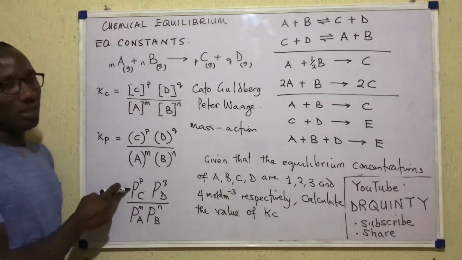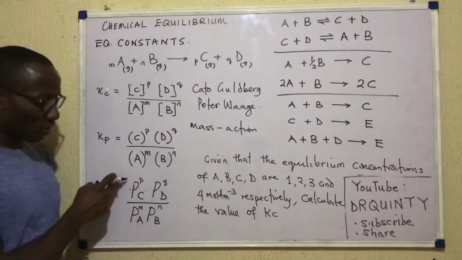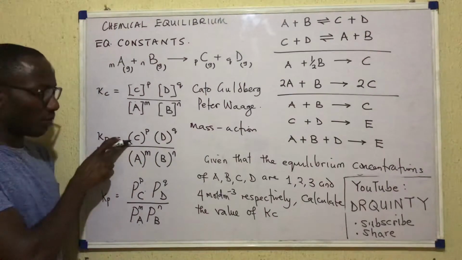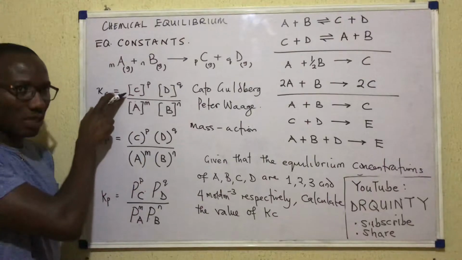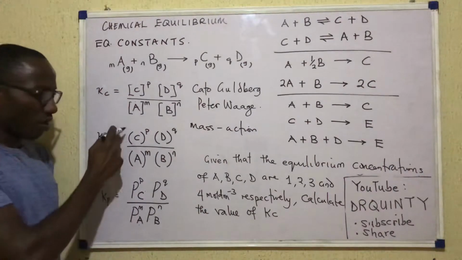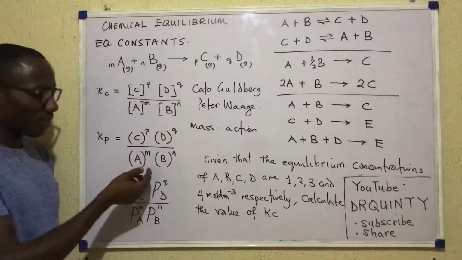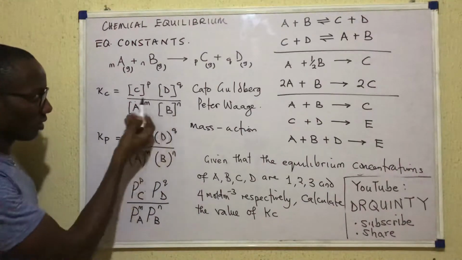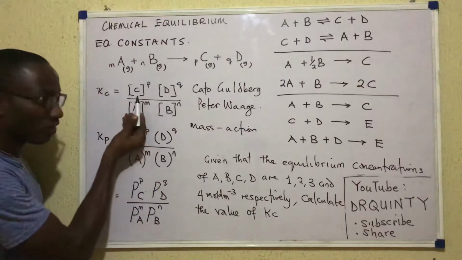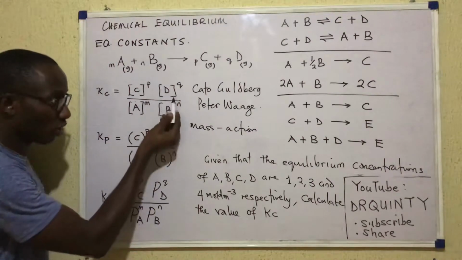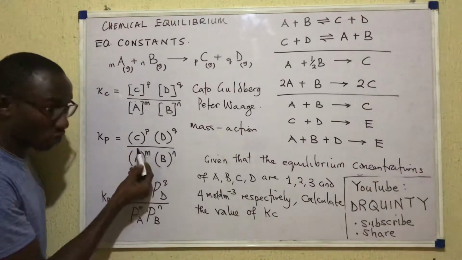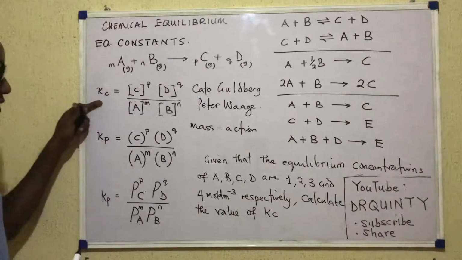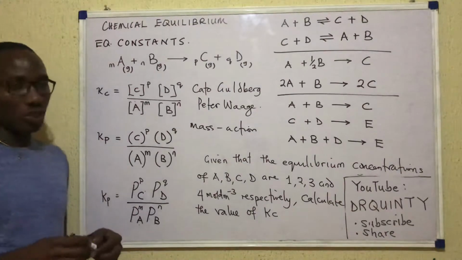But it is not every time we write Kp expressions that you see the P. Some other times we use brackets like this. Now these brackets are different from those ones. Those are square brackets, and these are round brackets. So these round brackets are used to denote partial pressure. So if you ask me to read what is there, I'll say concentration of C, concentration of D, but here I'll say partial pressure of C, partial pressure of D. So these are Kc and Kp expressions.